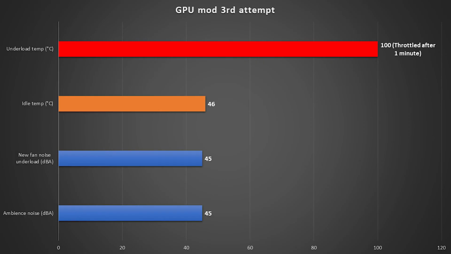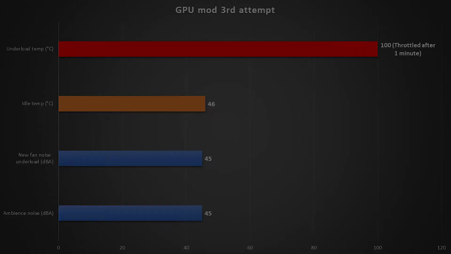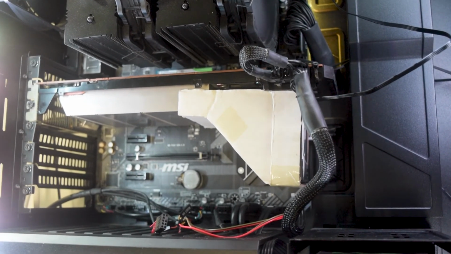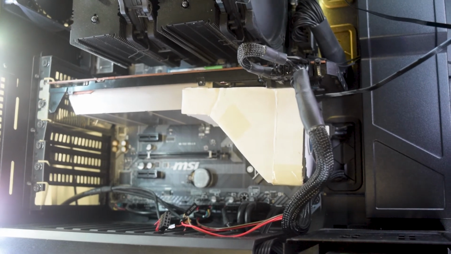The idle temperature slightly improved from the previous version. However, the GPU still throttled after about 1 minute of the GPU stress test. It is a slight improvement since it took a bit longer to throttle, but at the moment, the GPU is unusable. At this point, I'm running out of ideas for further modifications.